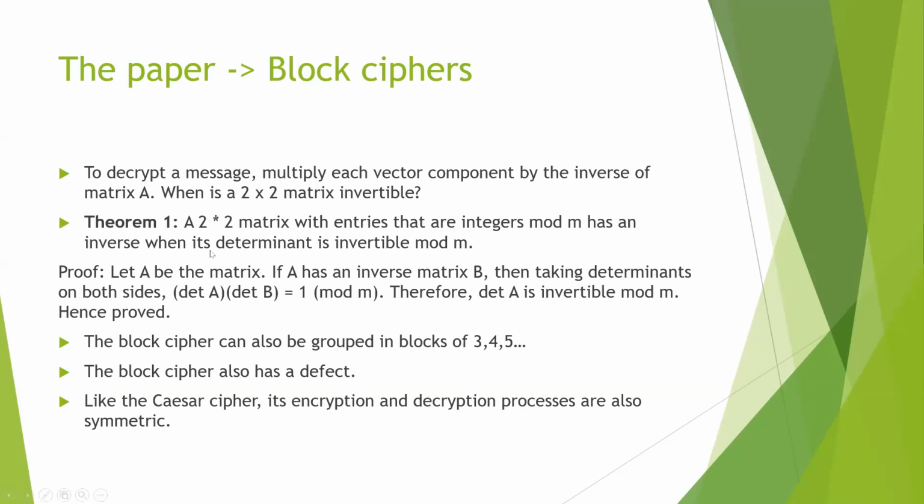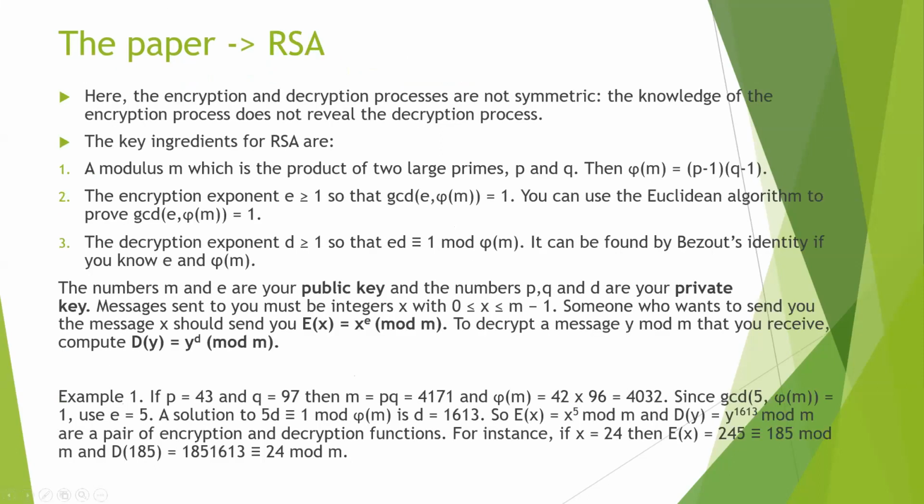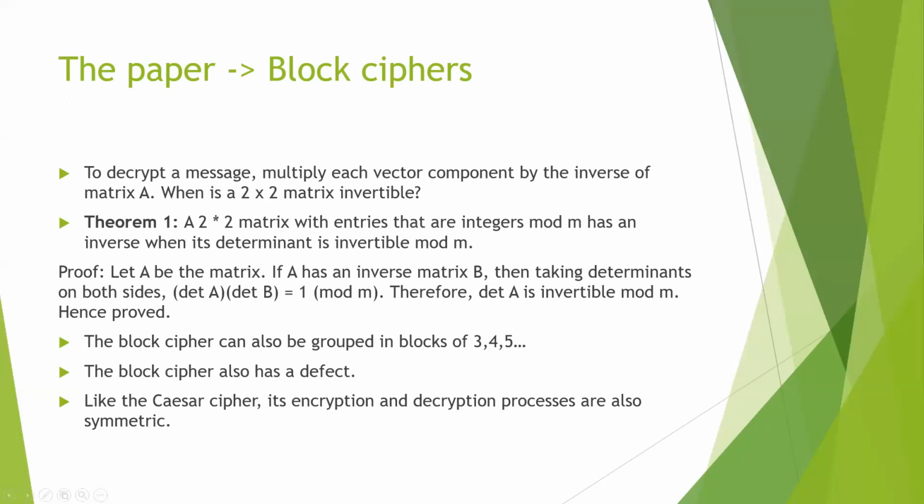Now, when is it invertible? A 2 by 2 matrix with entries that are integers mod n turns out to only have an inverse when its determinant is invertible. You can see here, let A be the matrix. If A has an inverse matrix B, you take determinants on both sides. Det A times det B is 1 mod m. So det A has to be invertible mod m.